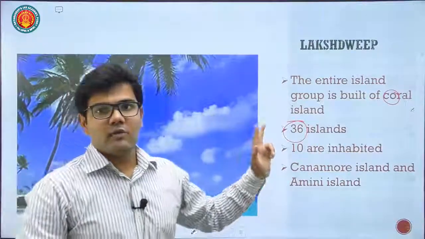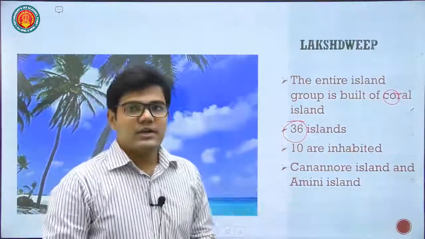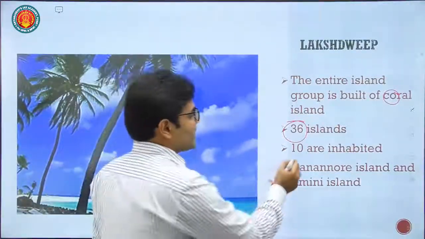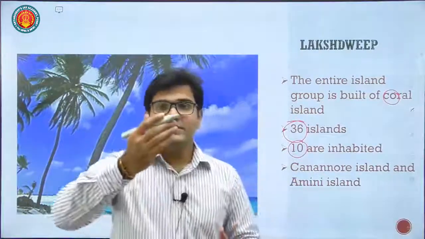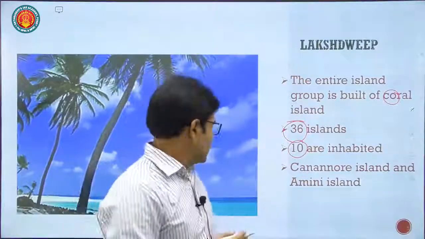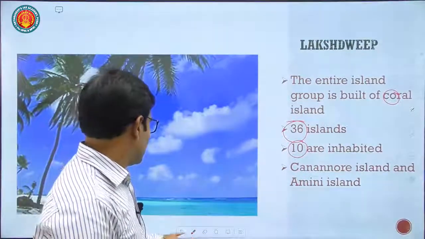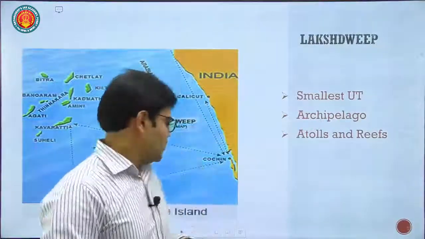In Andaman and Nicobar, we saw there were 572 islands total. Here 36 islands are there, and out of that only 10 are inhabited. And the Lecture-02 Islands can be divided into two groups: the Cananore Islands and the Amini Islands. Now we will see in detail about the islands of the Union Territory.